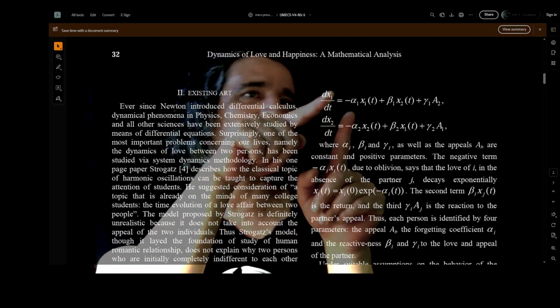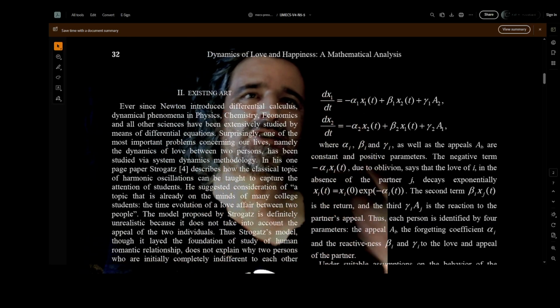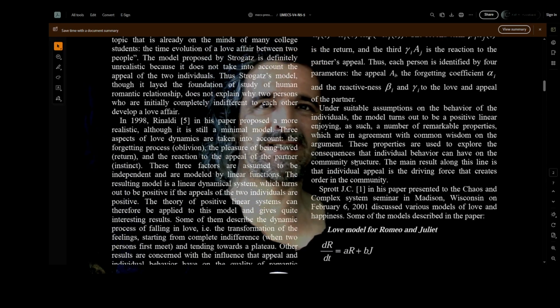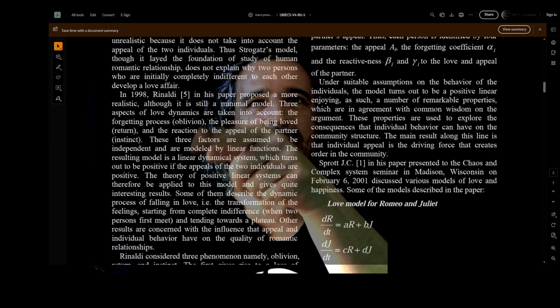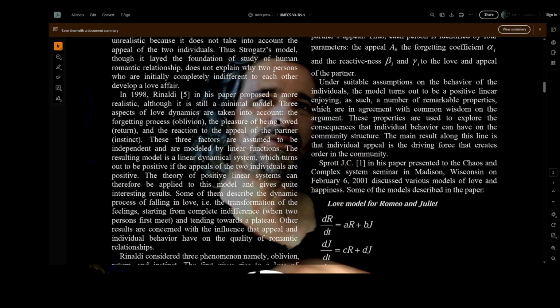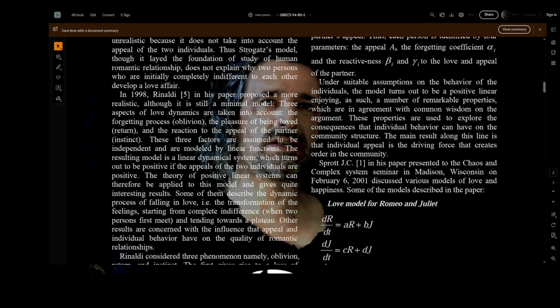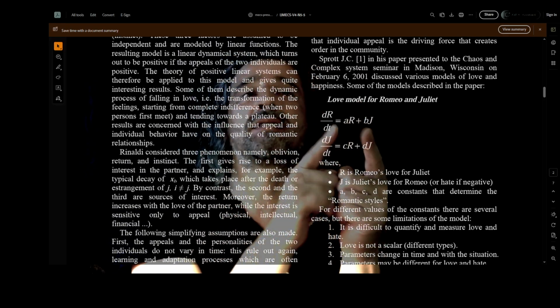Actually, in the paper, guess what the model is? Linear systems of equations, right? So let's see what they say. The papers are by Rinaldi and a number of other people. Also Sprott, so Sprott's model is there. Is this model a linear system, right?